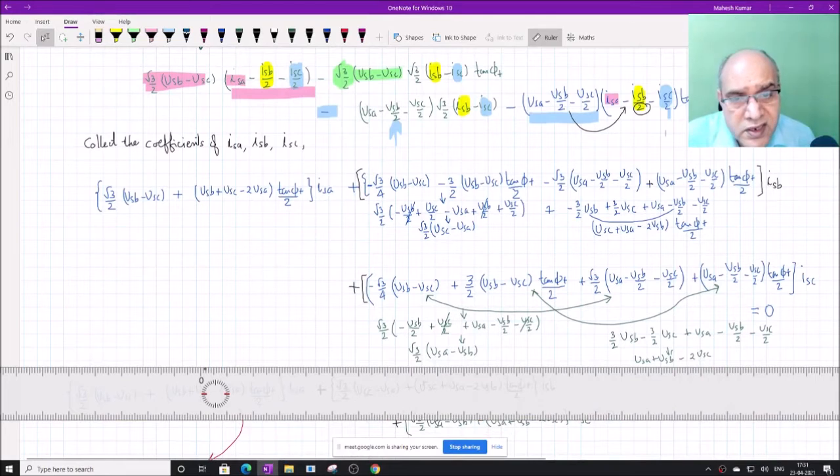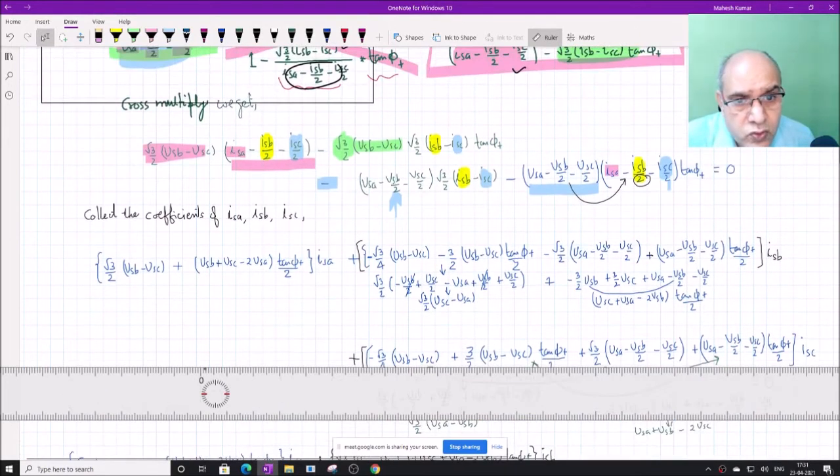So now what is the next step? The next step is to simplify this expression. While simplifying, one thing has to be remembered, that we can arrange the voltage as a coefficient of ISA, ISB, ISC. So you can say we can collect the voltage terms as a function of ISA, this is ISB, and this is ISC.